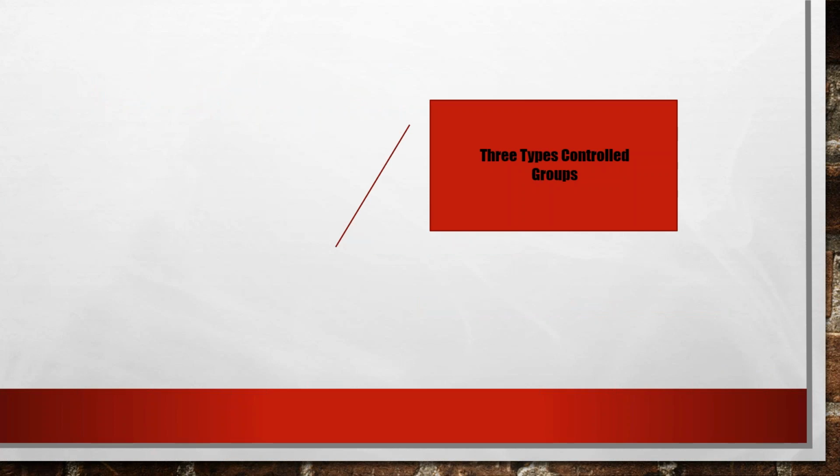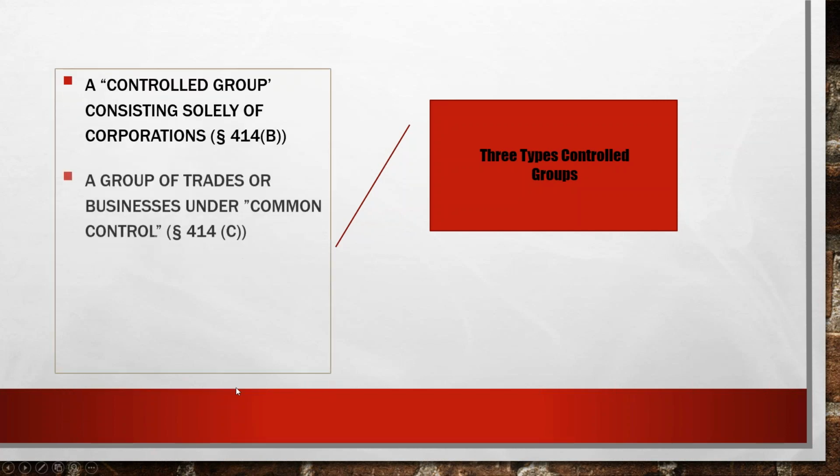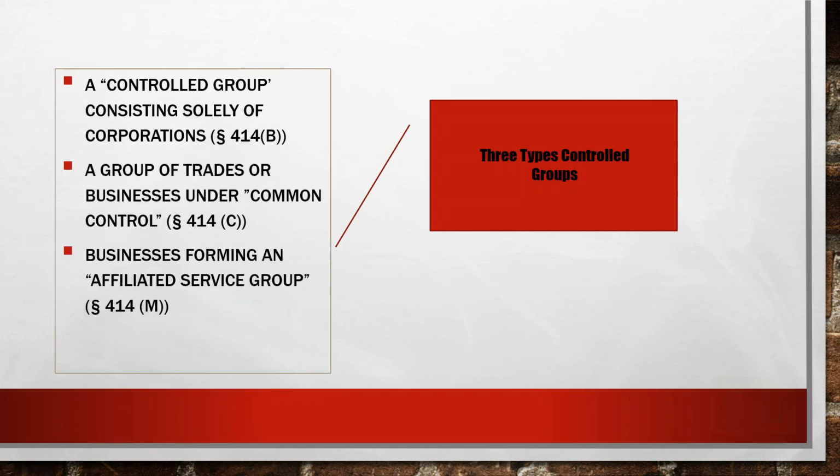IRC Code 414, which is IRS code, says that there are 3 types of controlled groups, which sounds simple enough, but it isn't really that simple. It is definitely a complicated part of the code. So I'm just going to go over the 3 main categories of the types of controlled groups.